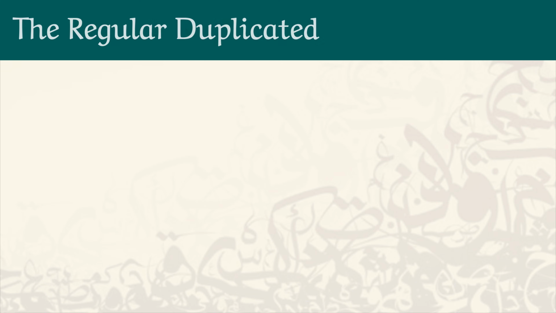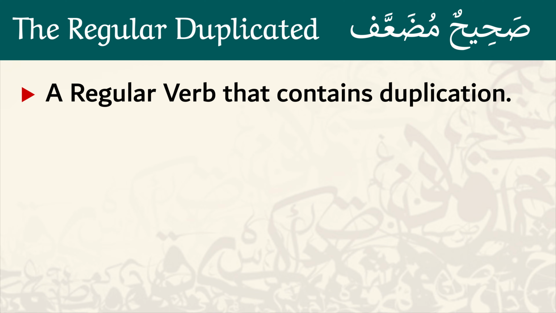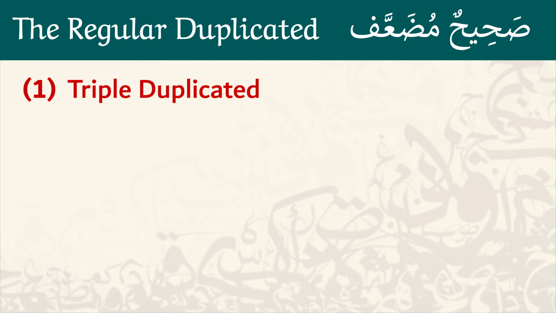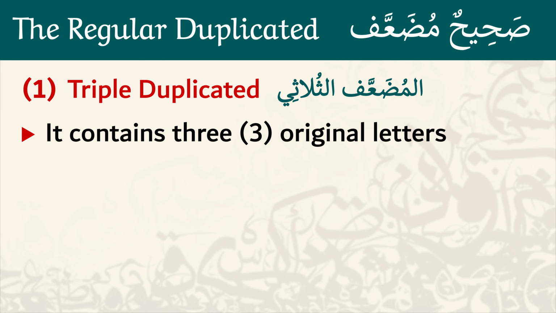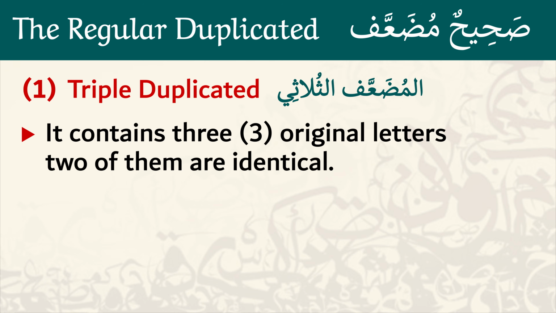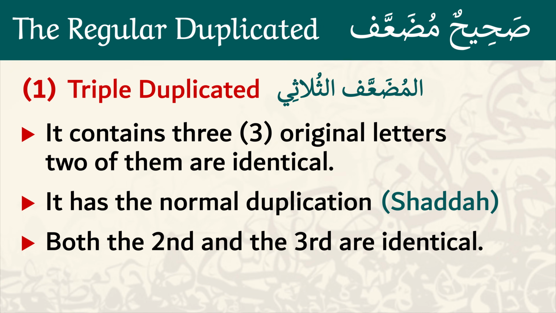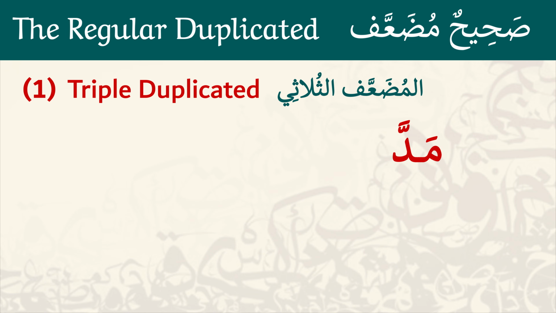The second type, the duplicated, al-muda'af, which contains a duplication. Under this type, we have 2 other subdivisions. The triple duplicated, al-muda'af al-thulathi, and this one contains 3 original letters in which 2 of them are identical. The normal duplication is present here that has the label shadda. In this verb, both the second and the third letters of the verb are identical, such as madda, hazza, shadda.